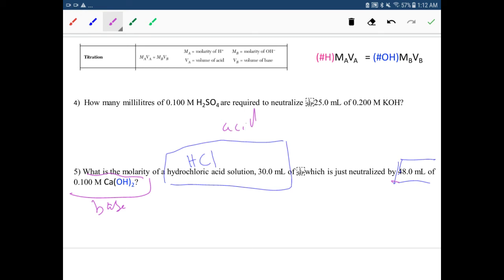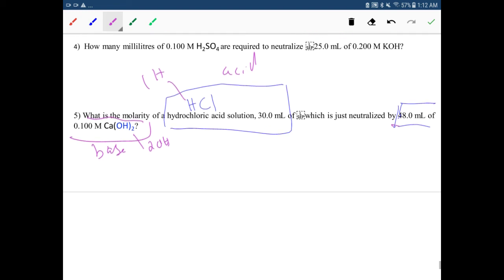Now you have the question: which formula do I use? To answer that, you have to look at the number of H's and OH's in the formulas. HCl has 1 H per HCl. CaOH2 has 2 OH's per CaOH2. So when you see that the number of OH's and H's are different, you have to use this titration formula. So we're going to use that one.